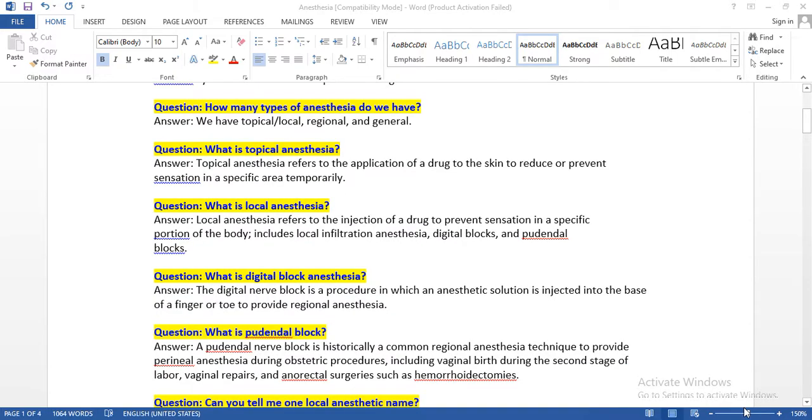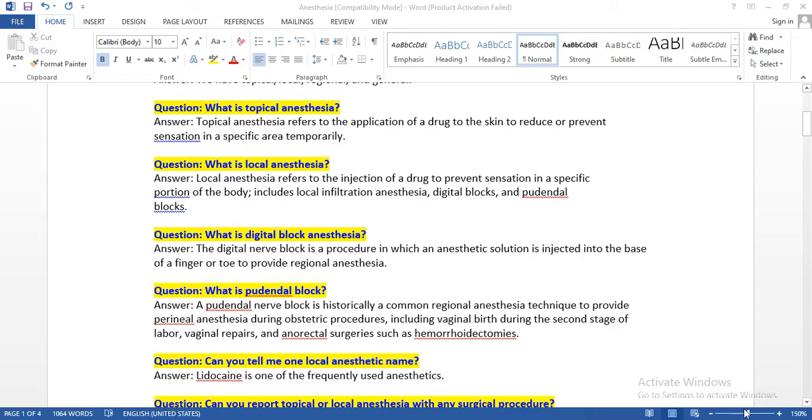Question: How many types of anesthesia do we have? Answer: We have topical anesthesia, local anesthesia, regional anesthesia and general anesthesia. Anyway, don't worry. Going forward, we are going to learn the meaning of all these terms. Question: What is topical anesthesia? Answer: Topical anesthesia refers to the application of a drug to the skin to reduce or prevent sensation in a specific area temporarily. Like in topical anesthesia, they will apply ointments or creams to numb the area.